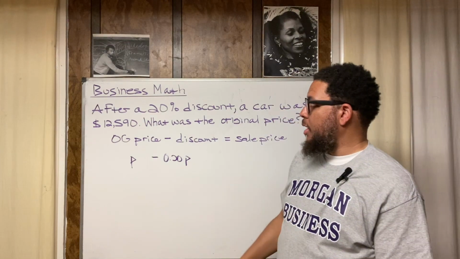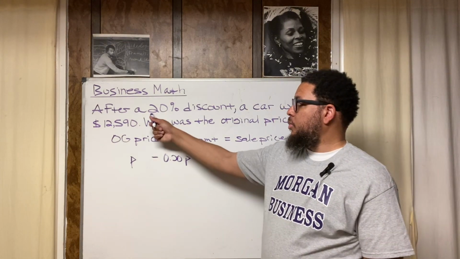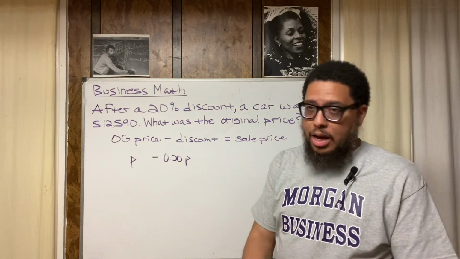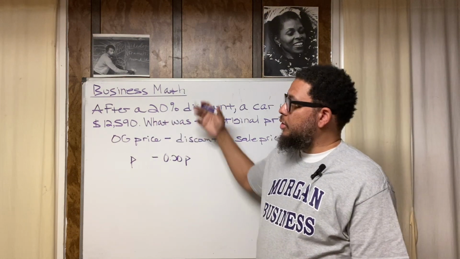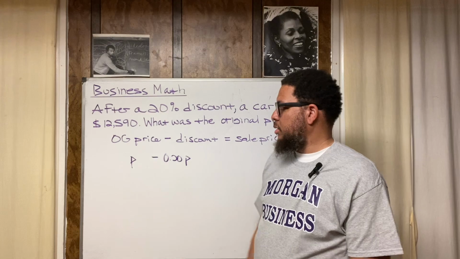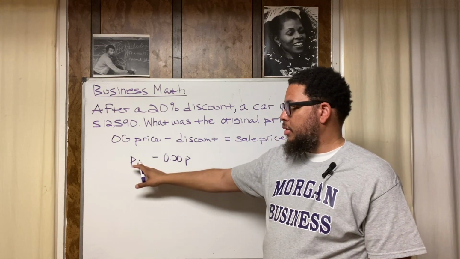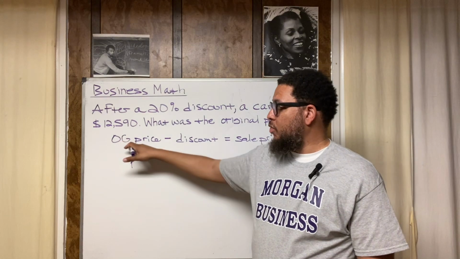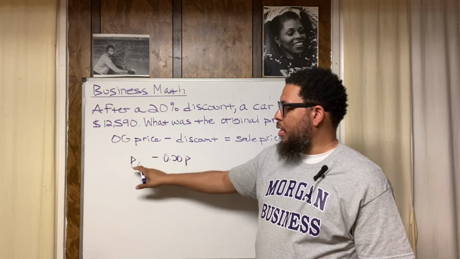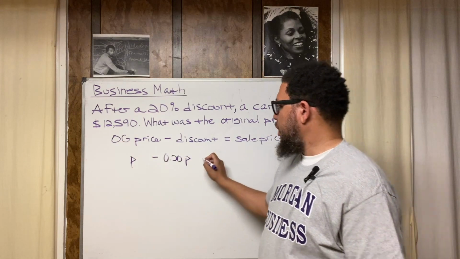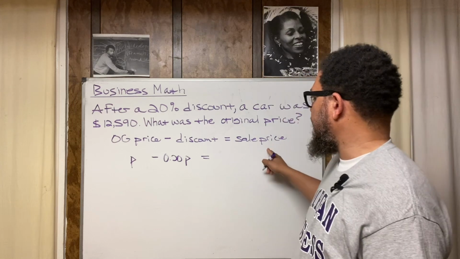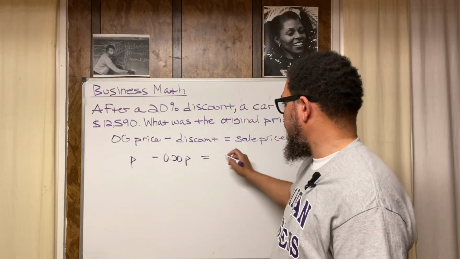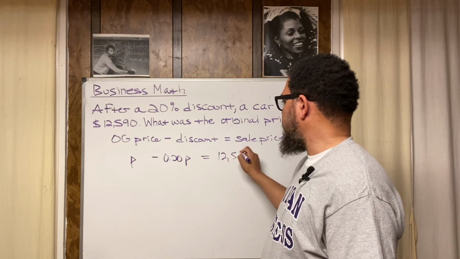To find the discount amount, if we knew the original price, we would take 20% of, and in math language, the word of means multiply. So 20% of the OG price, the original price, which we say is P. In case anybody missed that, I'm using the variable P to represent the original price. So the original price minus the discount is equal to the sale price. What's the sale price? $12,590. They give us that.